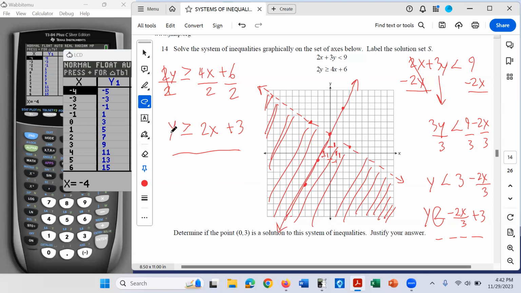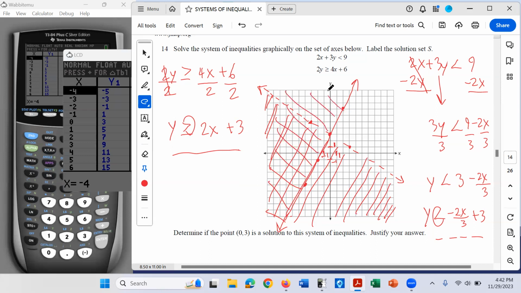Okay. Now, how am I going to shade? Y is greater than. Greater than means I shade above. Or I could have drew Pac-Man, Pac-Man eating the Y, I'm shading above. And clearly we can see our solution right here, the double shaded area.